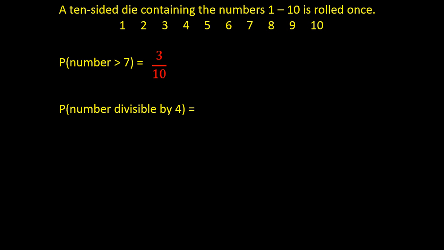How about the probability that we get a number divisible by 4? There's still 10 elements in the sample space, so that will be the denominator. The numbers that are divisible by 4 are the 4 and the 8, so there are 2 numbers that are divisible by 4. So the probability that we get a number divisible by 4 is 2/10, which would simplify to 1/5.